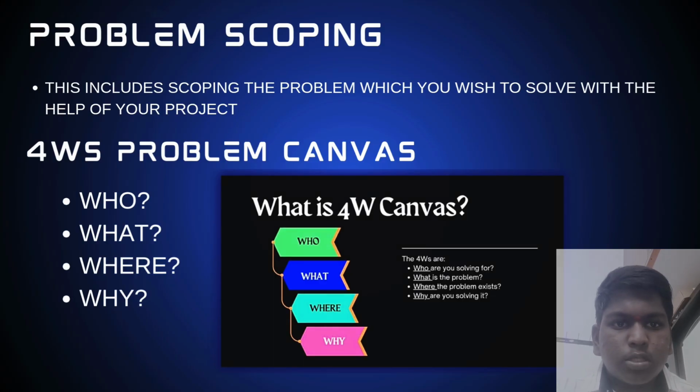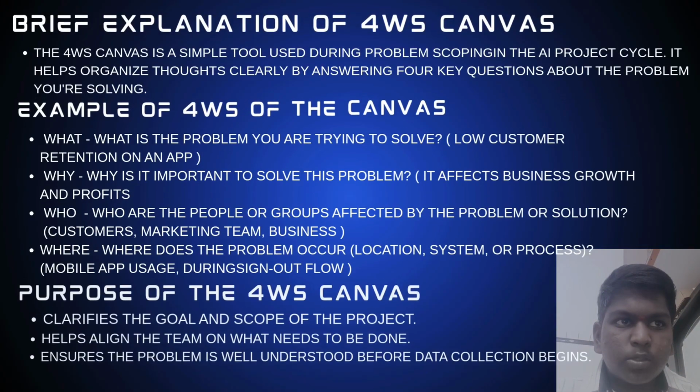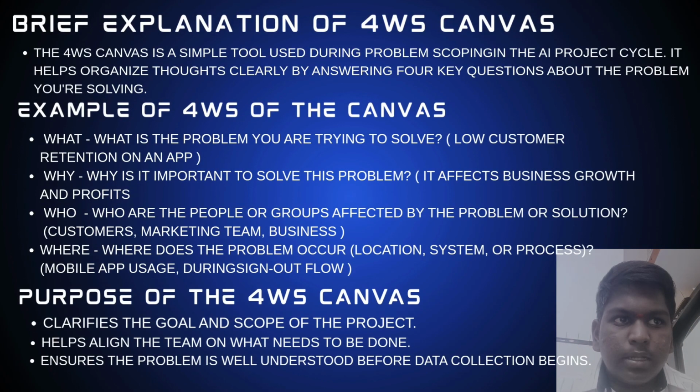The main usage of this 4W canvas is to identify the key elements related to the problem. And next, the purpose of the 4W canvas is to clarify the goals and scope of the project and help the team in what they need to solve regarding the problem.